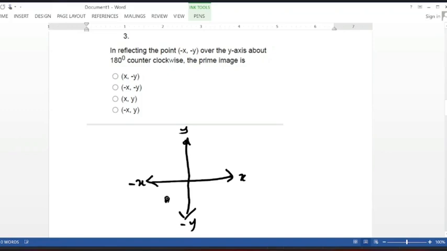Then we are moving in the counterclockwise direction about the y-axis, about 180 degrees. Counterclockwise is to go against clockwise. So this is 180 degrees. It means this point here, we now move to this point. So we are at the quadrant of x, then minus y. That is the fourth quadrant, which is x, minus y. That's option A. Then number 4.